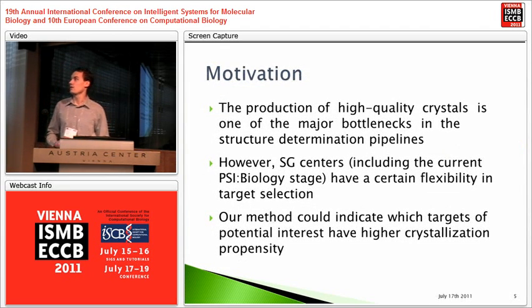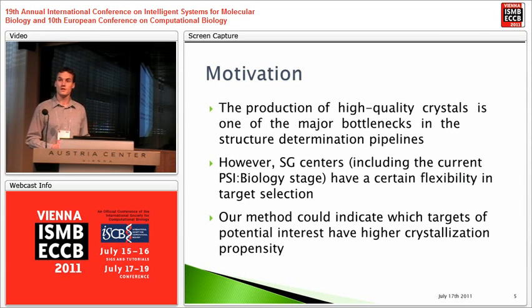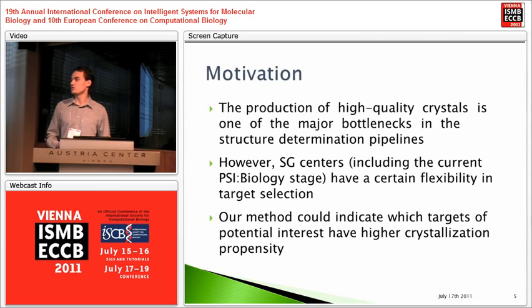What's the motivation? As always, it is the money. The production of high-quality crystals is a major bottleneck. But actually, the structural genomics centers have a certain flexibility in target selection, so they can choose different targets. And if there is a method which could predict the crystallization outcome, this could guide the researchers in selecting targets, so they can select targets which are more likely to crystallize and save some money, not pursuing the targets which are really hard.